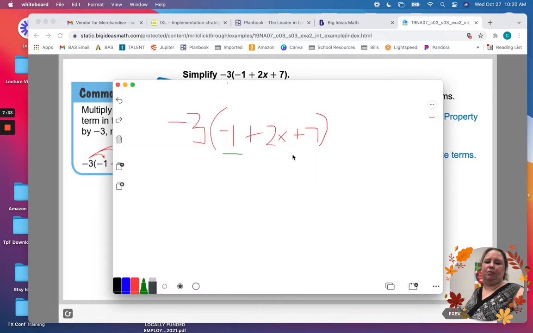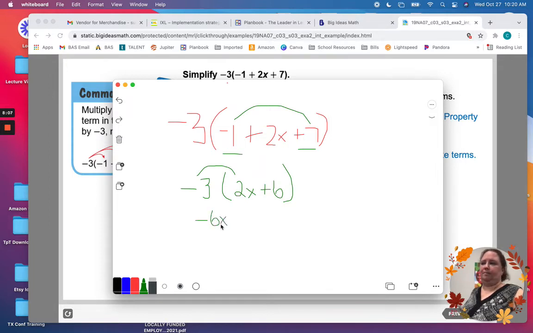We're combining the negative 1 and the positive 7, and you got what? 6. So I'm just going to rewrite negative 3, open parentheses. I combined those two, so I'm just going to say 2x. And then, is it a positive or negative 6? Positive, because the 7 was bigger, right? Yes. Okay, so now can I simplify anything else inside the parentheses? No. So now I'm going to distribute. Negative 3 times 2 is? Negative 6. Are you writing this down in your journals?